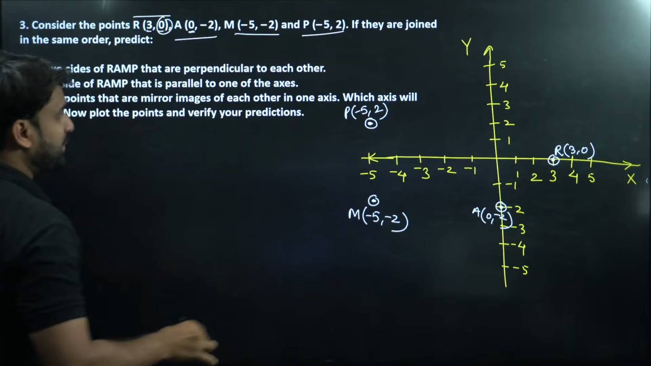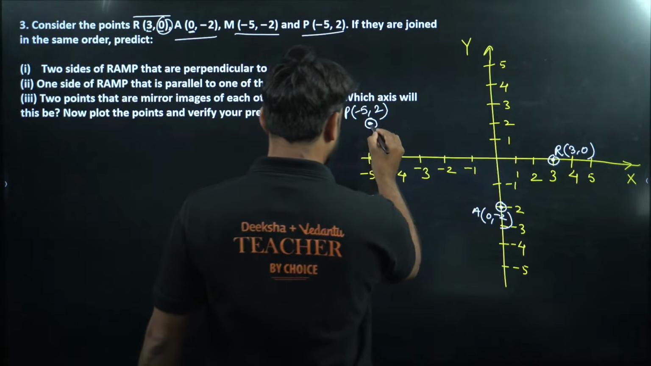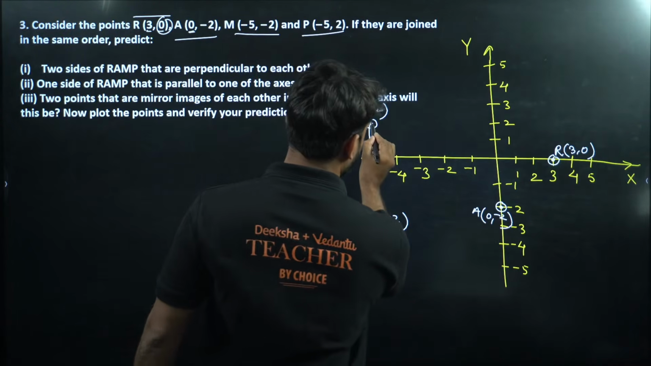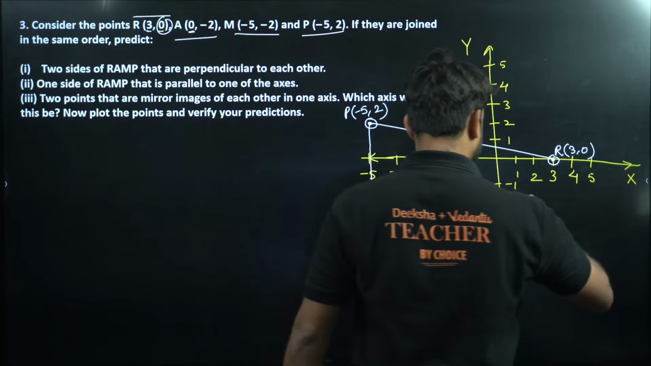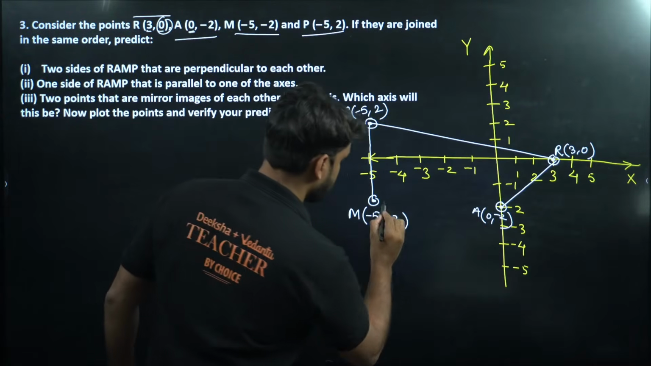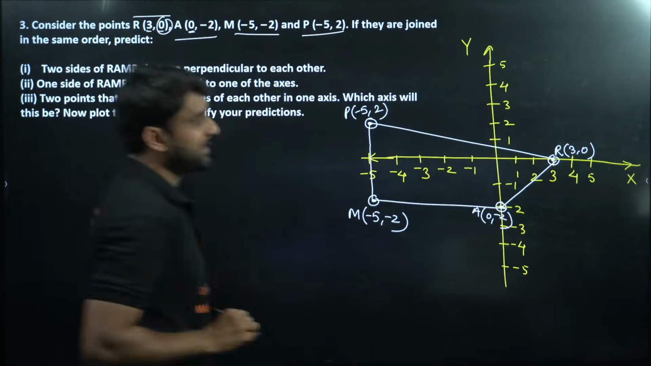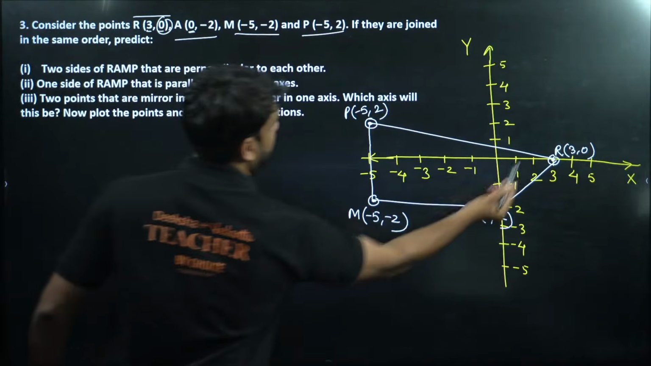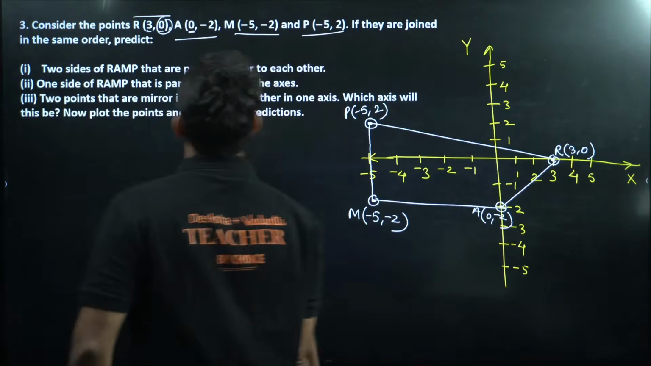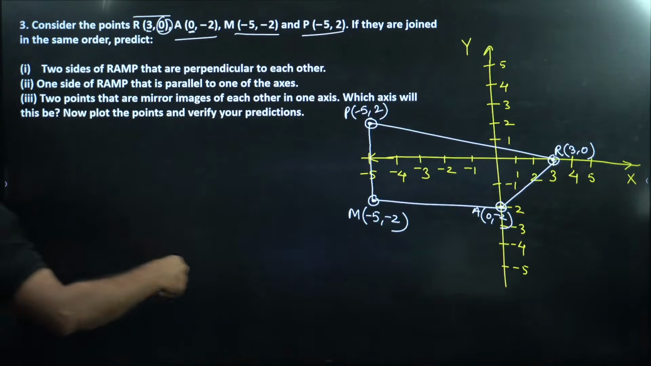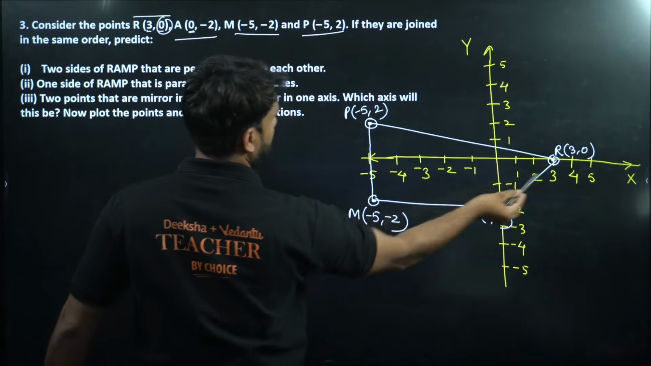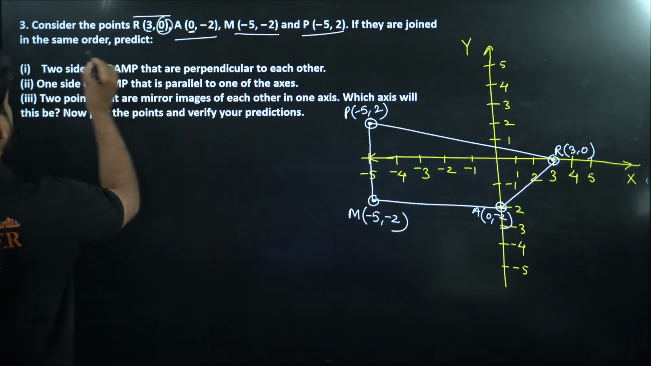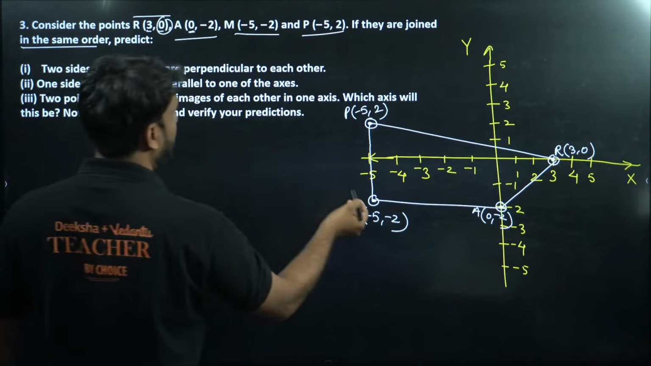Okay, now join all the coordinates. Please join. So this, this, this, this. So this is PARM, or we can say PMAR, whatever you can call this, RAMP also. Okay, they are joined, so everything is done. Now same order, very good.